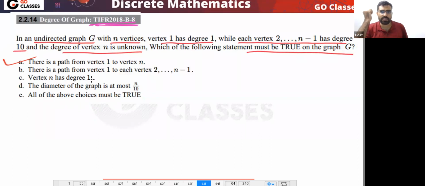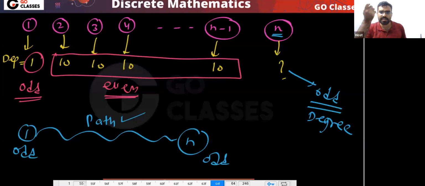This option is correct. There is a path from 1 to n. Vertex n has degree 1? It is not mandatory. But vertex n should have odd degree. Okay. So very simply, they can ask you this question like this. So remember this point always.